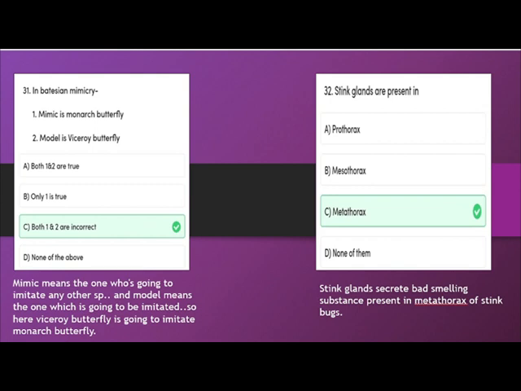Now come to the next question. Stink glands are present in, and the answer is metathorax. The stink glands secrete bad smelling substances present in the metathorax of the stink bugs.